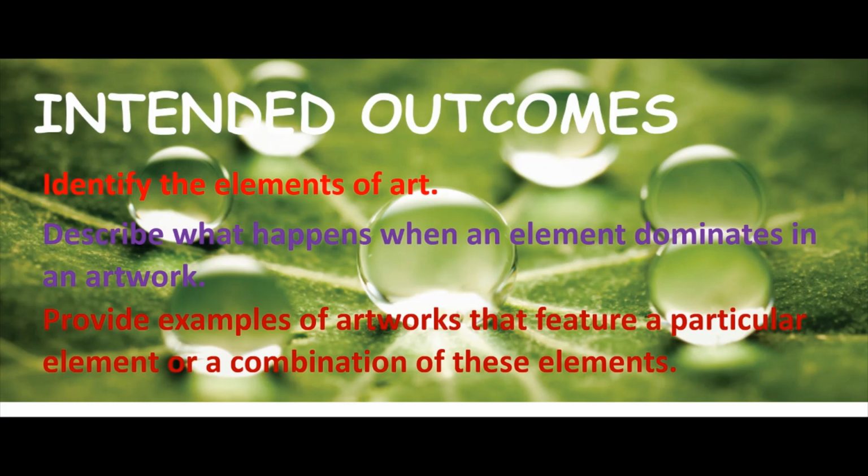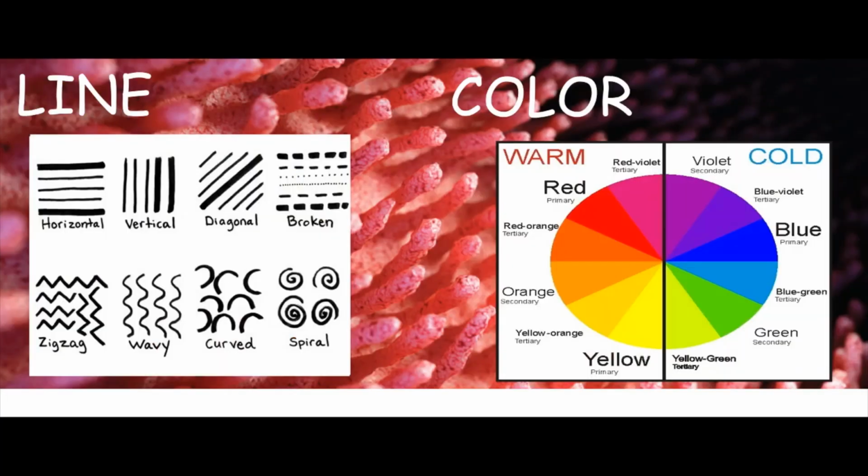Hopefully, you will learn the following from this video, or intended outcomes. First, identify the elements of art. Second, describe how an element provides meaning to the artwork. And third, show examples of artworks that feature a particular element or a combination of these elements. There are 7 elements of art.